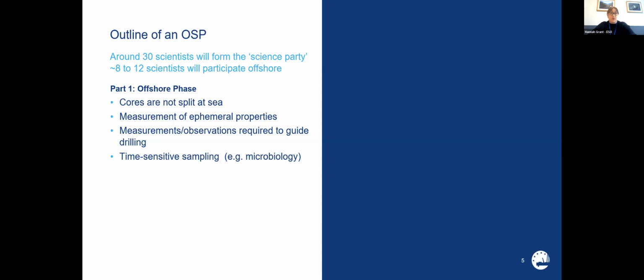So I'd also like to add at this point that there is no disadvantage to being an onshore only scientist. All data and sample information will be made available online for the whole science party to access soon after the offshore phase is complete.